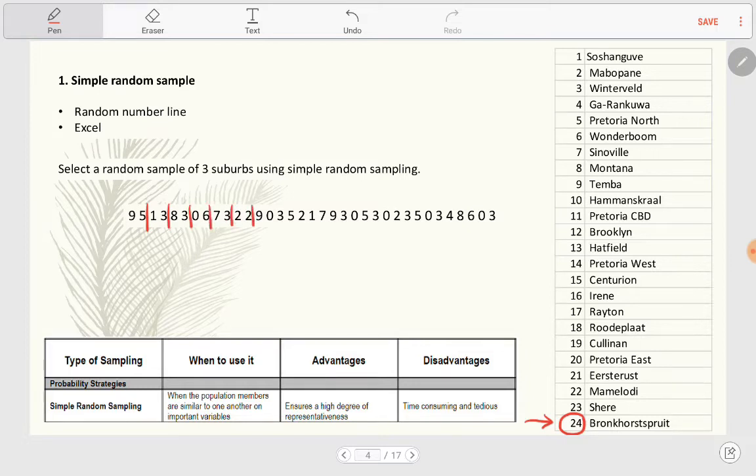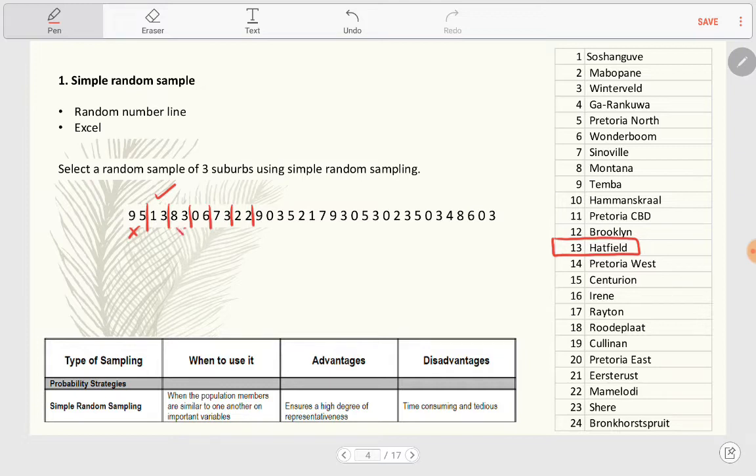And then you will take the observations that exist. So here we have 95, but we don't have a 95th observation, so we can't take that one. Then we have 13, which we can take. So let me erase this. That means we would take Hatfield as one of the areas that we're going to sample.